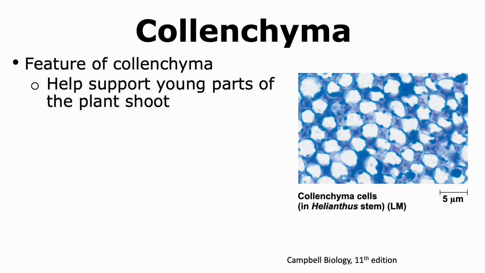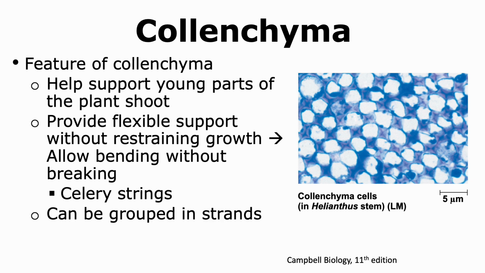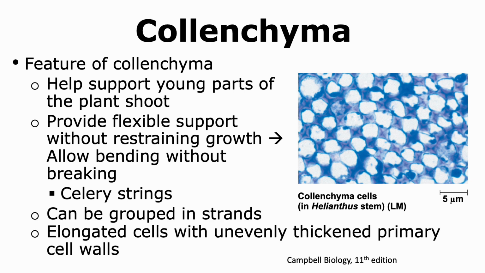Collenchyma cells help support the young parts of the plant shoot. They provide flexible support but do not restrain growth in any way. Thus, they allow the plant shoot to bend but prevent breaking from occurring. This is commonly seen in celery sticks, for example, which have a stringy texture. That stringy texture is because of the collenchyma cells. Collenchyma cells can be grouped into strands. They are elongated cells with unevenly thickened primary cell walls and usually do not show the presence of secondary cell walls.